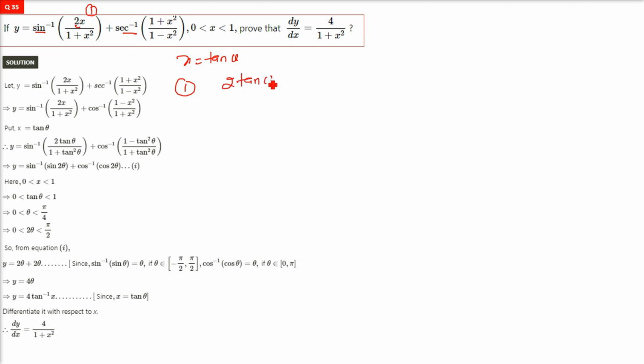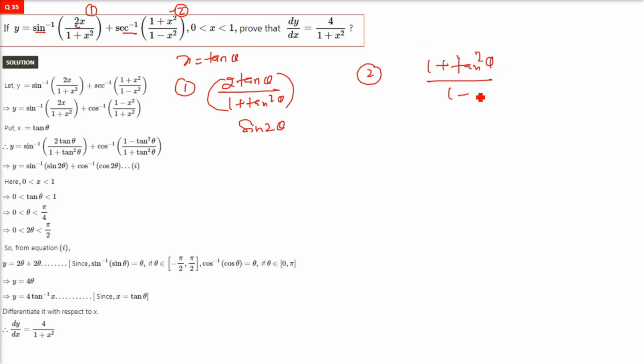If we put x as tan theta, it will be 2 tan theta divided by 1 plus tan square theta. And this is nothing but sine 2 theta, we already know it. Then this one, 1 plus x square by 1 minus x square. Now if you put x as tan theta, it is going to be 1 plus tan square theta by 1 minus tan square theta. But we know 1 minus tan square theta divided by 1 plus tan square theta is going to be cos 2 theta.